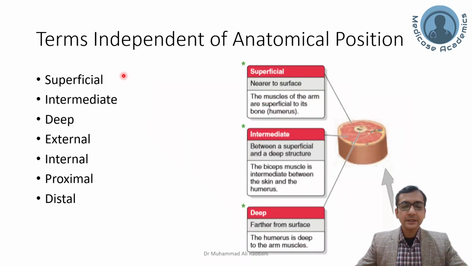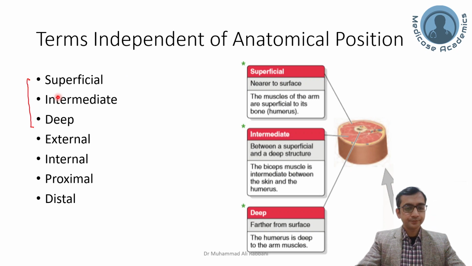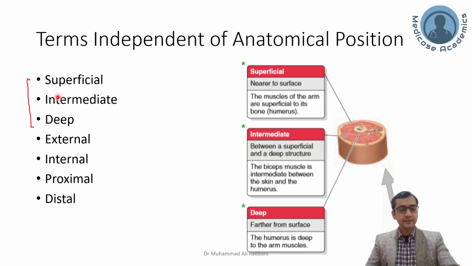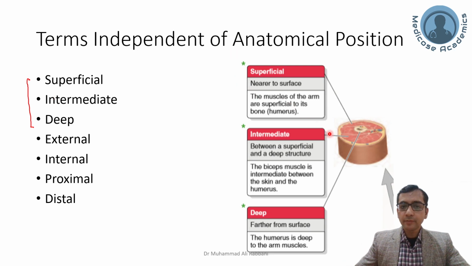Then there come the terms that do not depend upon the anatomical position. First, there is this set of these three: superficial, intermediate, deep. Whenever the structure is near the surface, it is called superficial. Whenever the structure is towards the depth, that is called deep. Towards the skin is superficial, towards the bone is deep. And anything between them will be intermediate. So muscles are intermediate, bones are deep, skin is superficial.